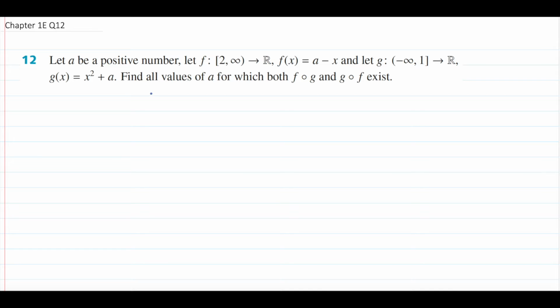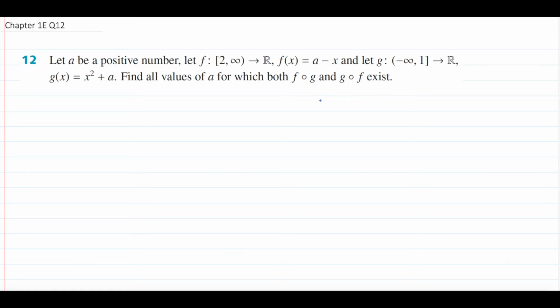And then the question is, find all values of a for which both fog, so g within f, and gof, f within g, exist. Essentially what the question is asking is, determine what the values of a should be for these two functions such that both composite functions exist.